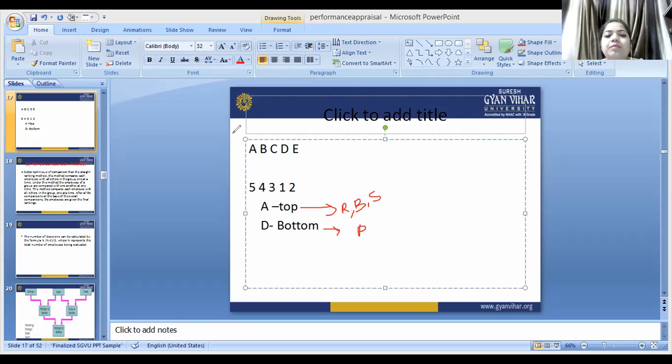So this is a very simple and easy method. If we have 50 members in the organization, we can easily analyze how they are doing, what their ranking is, what their performance is, and all the things. So I hope you understand the simple ranking method easily.